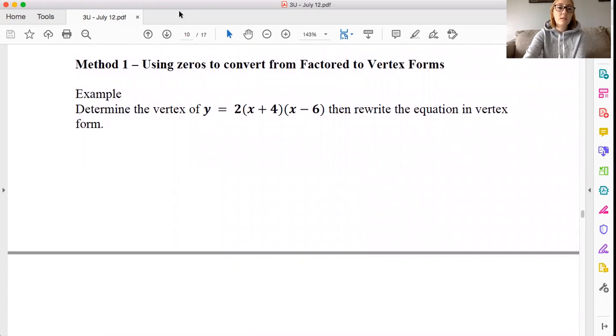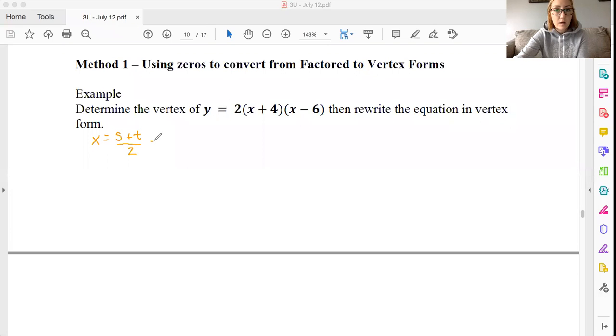So one method is to use our zeros to convert from factored to vertex form. So determine the vertex of y equals 2(x plus 4)(x minus 6), then rewrite it in vertex form. So we saw either last week or earlier today that our vertex or axis of symmetry is found by using those two zeros.